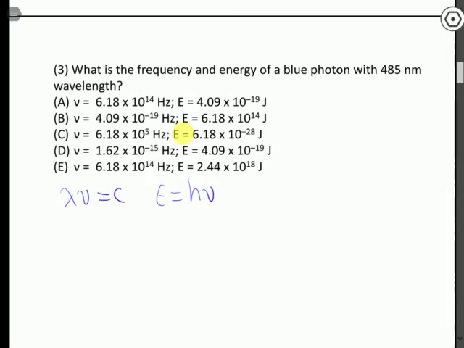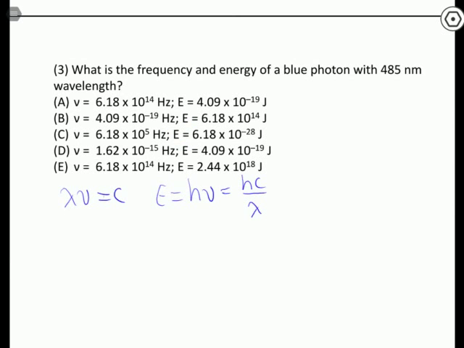If we combine these two equations, we can write energy as hc over lambda as well. So these are two equivalent ways of calculating the energy of a photon. Which one you use depends on what's more convenient for the given situation. For this one we have a 485 nanometer wavelength, and we want to find frequency and then energy.